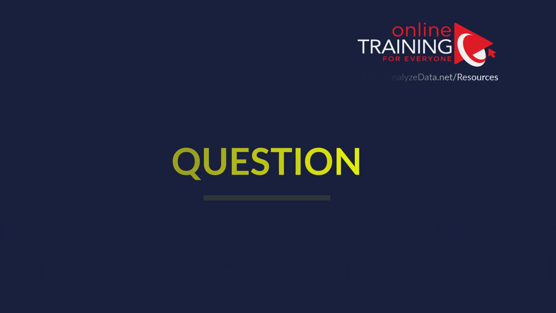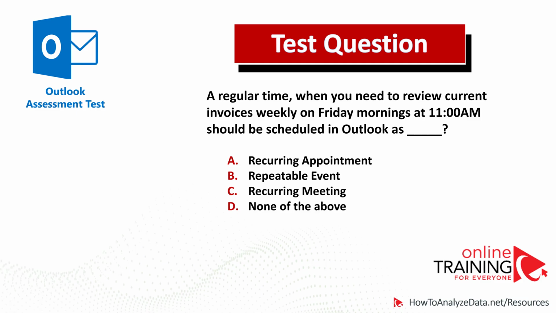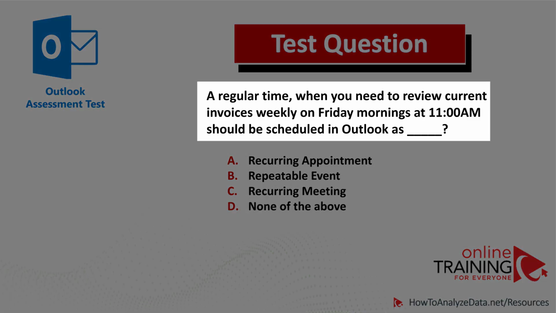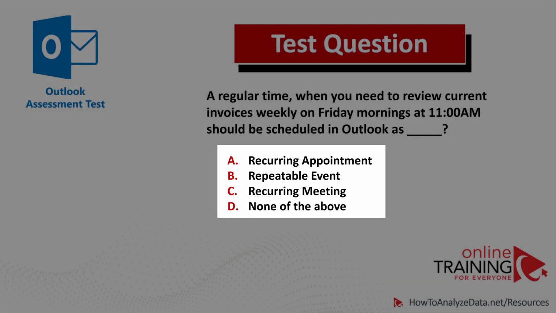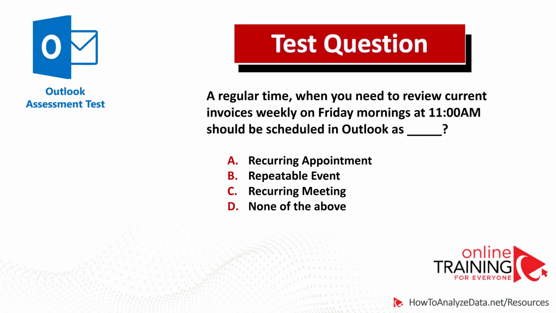Let's look at the question you might frequently see on the test. A regular time when you need to review current invoices weekly on Friday mornings at 11 a.m. should be scheduled in Outlook as, and you have 4 choices: recurring appointment, repeatable event, recurring meeting, or none of the above. Do you think you know the answer? Let's see if we can get to the correct answer together.